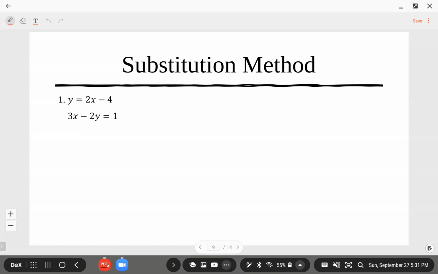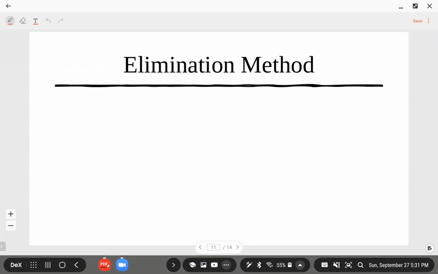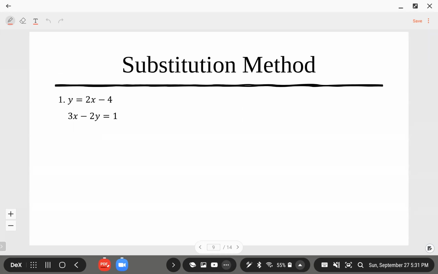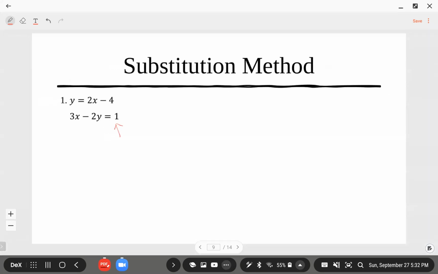Okay, so let me show you how to do the substitution method. Y equals 2x minus 4, and 3x minus 2y equals 1. And substitution circles around the idea of equality. So I'm not actually going to solve this question for you. I'm going to solve an example.